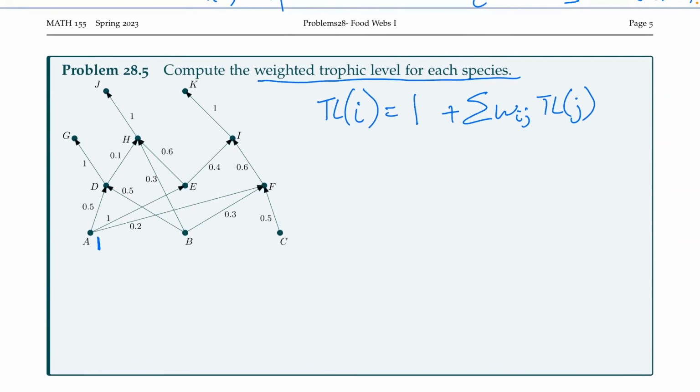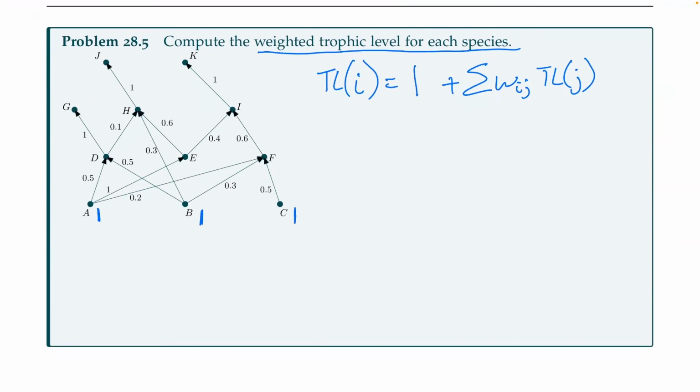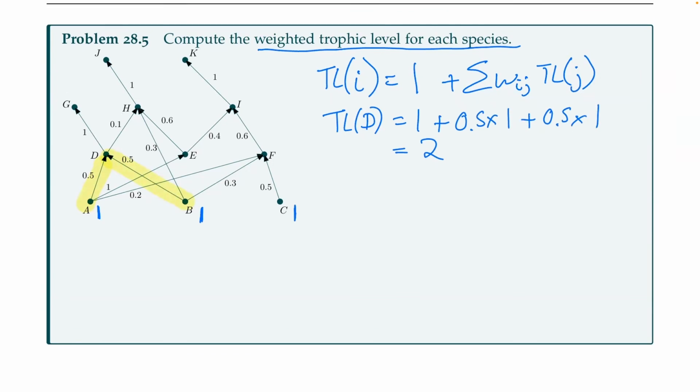And remember that our primary producers here are going to have weighted trophic level 1. Okay. The reason being they have 1 plus whatever feeds in, nothing feeds in. So it's just the trophic level of 1. Just to give one example here, if I do the trophic level of species D, it's going to be 1 plus what feeds into D? 50% of its diet comes from A and 50% from B. So it's 0.5 times the trophic level of A, which was 1, plus 0.5 times the trophic level of B, which was also 1. So D has trophic level 2. Have a go at working those out for the other species.